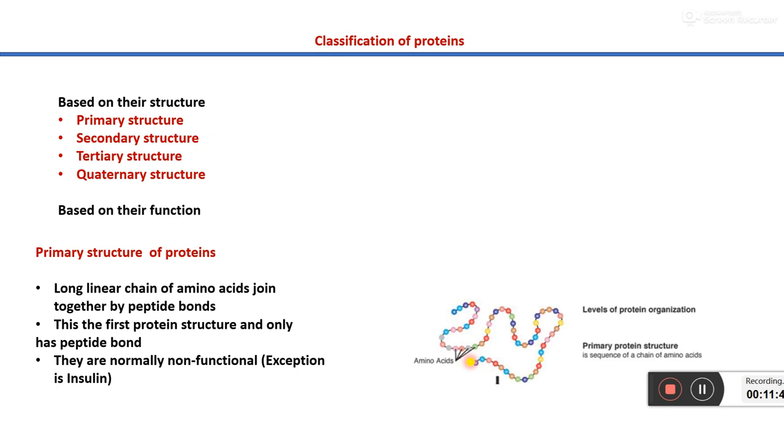But here is an exception, that is insulin. Insulin is a primary protein, but it is specifically functional. Otherwise all primary proteins are non-functional.